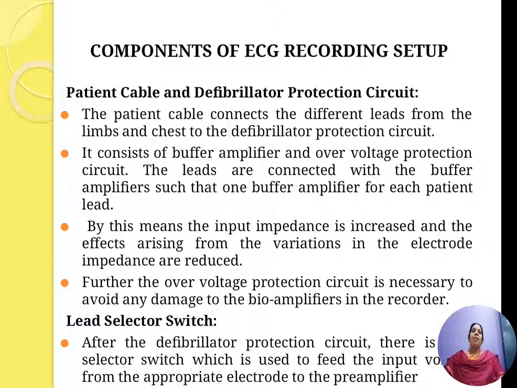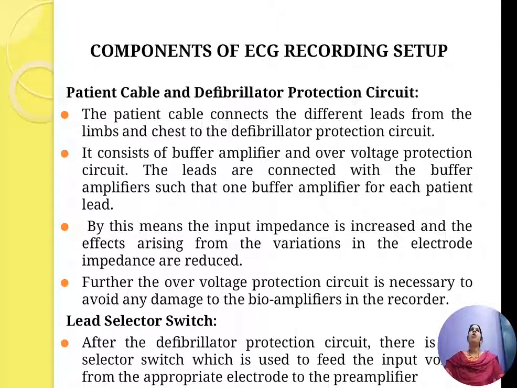The patient cable connects the different leads from the limbs and the chest to the defibrillation protection circuit. It consists of a buffer amplifier and an over voltage protection circuit. The leads are connected with the buffer amplifier such that there is one buffer amplifier for each patient lead.